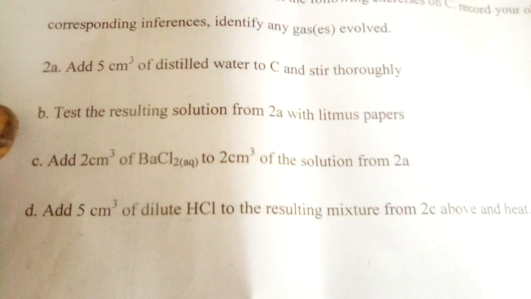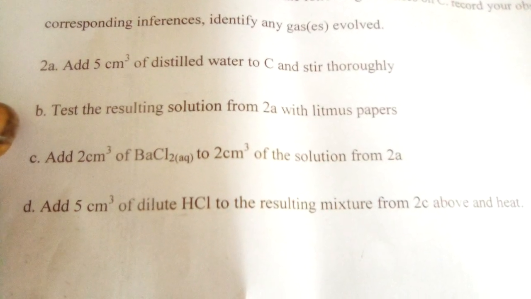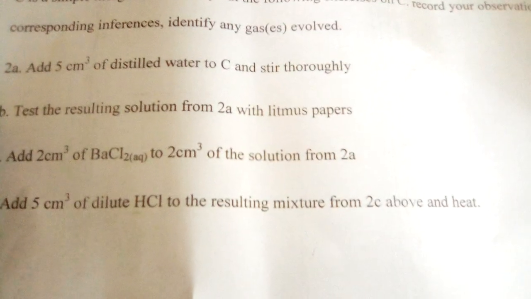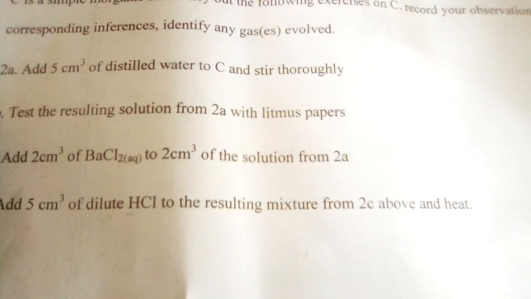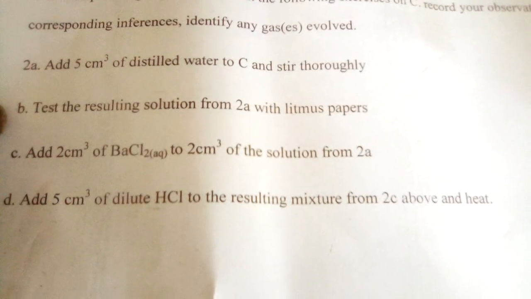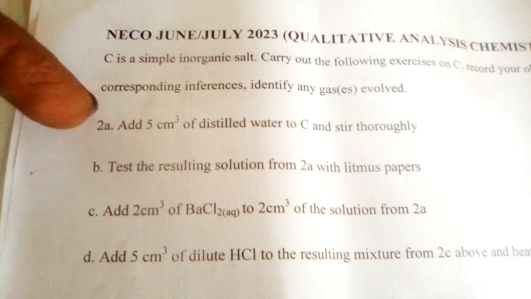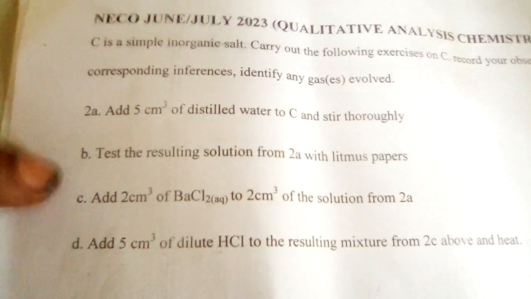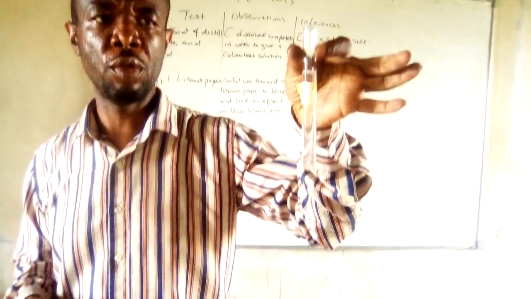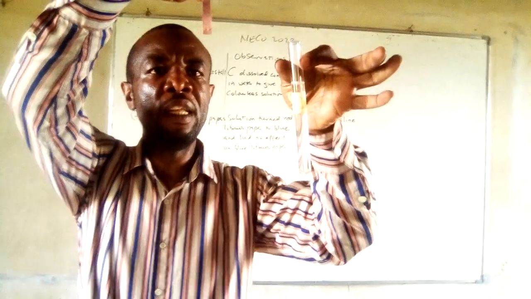The B part says, test the resulting solution from 2A with litmus paper. The solution from 2A is the one we did here, the C aqueous. So these are C aqueous. We are trying to test it with red litmus. If it has no effect on red, then we use blue.